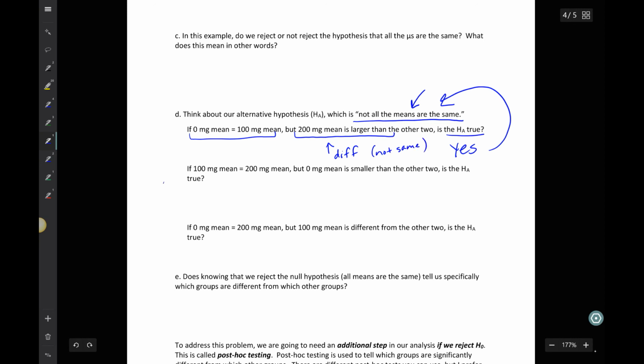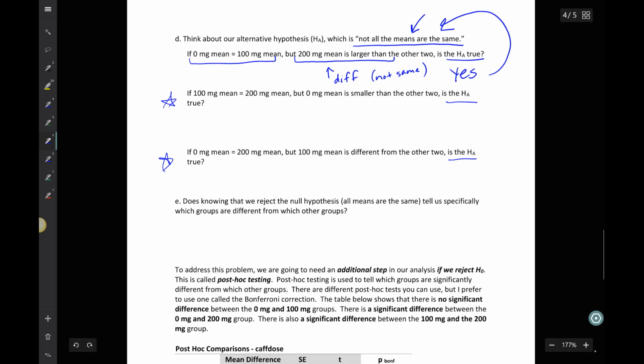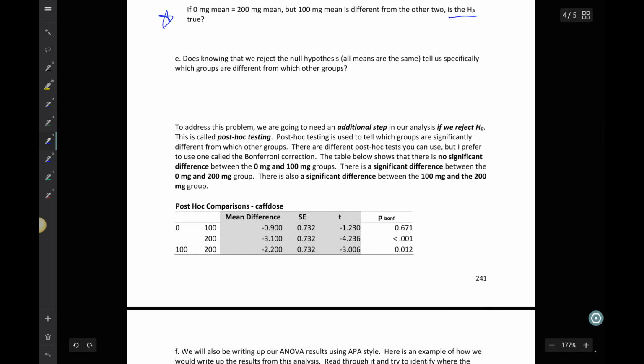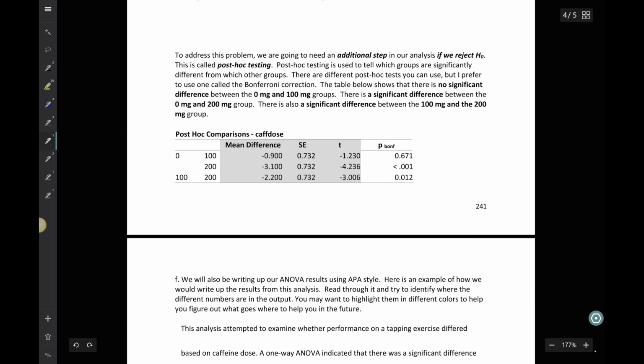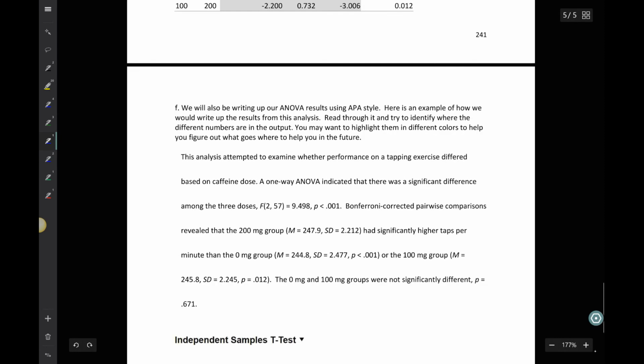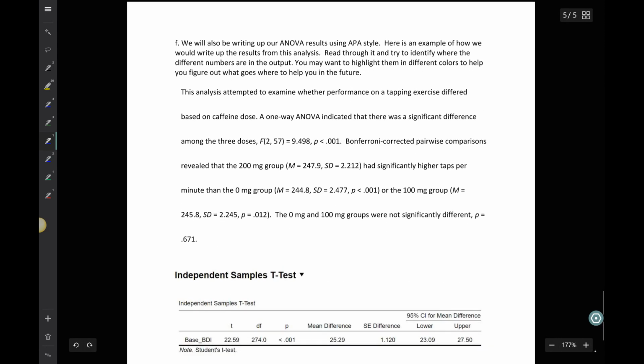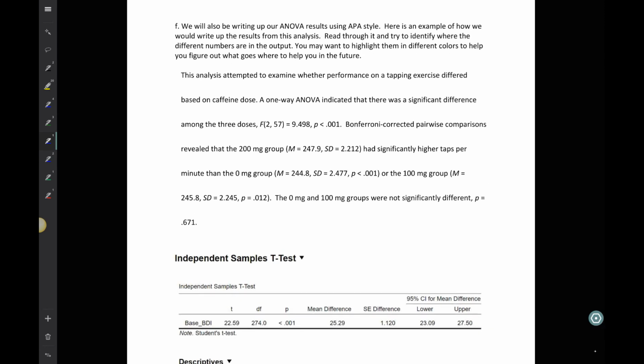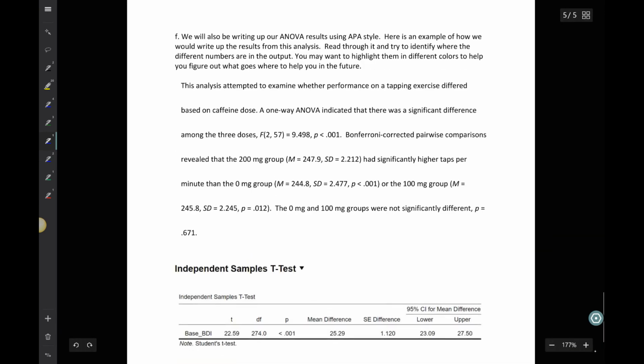So look at the rest of these ones and try to identify, is the alternative that they're not all the same true here? Is it true here? And then what are we really saying when we reject the null hypothesis? This last bottom part is for you to read and just to gain some additional information that will help as we move forward with ANOVA. And then you have a chance to practice writing up your results as well. So hopefully that helps get you started with classwork 22.